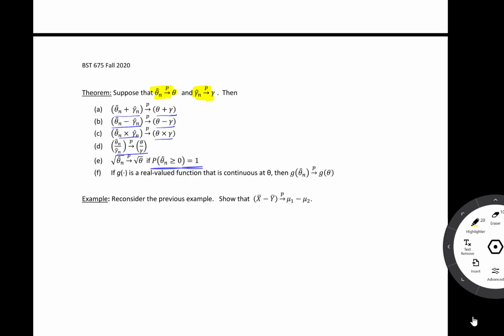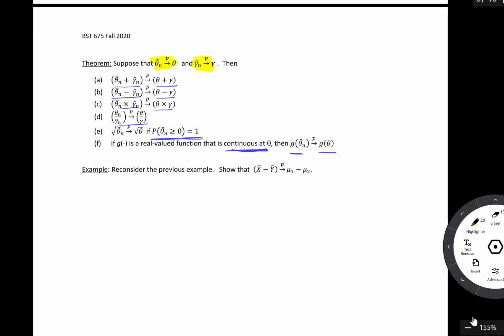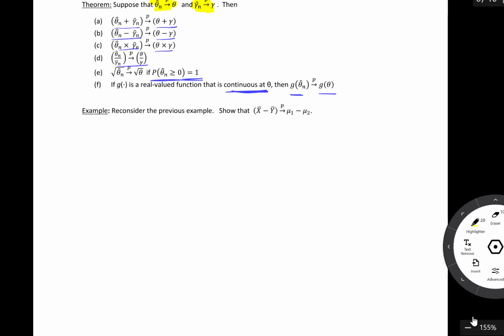And then also, if g is a real valued function that is continuous at theta, so we do need that continuous at theta, then that function converges in probability. When we apply that function to the estimator, it converges in probability to that function applied to the parameter. So we can use this to help us with that previous example we just looked at.